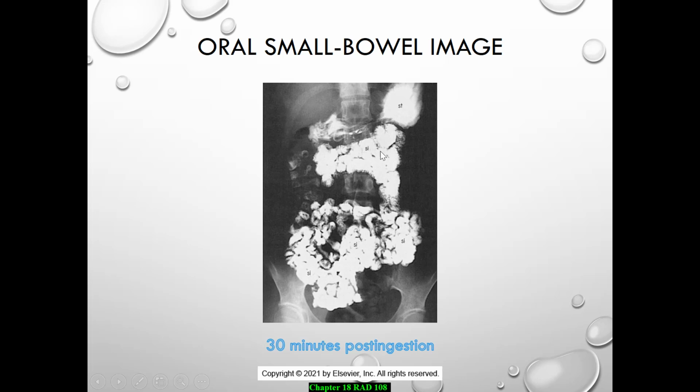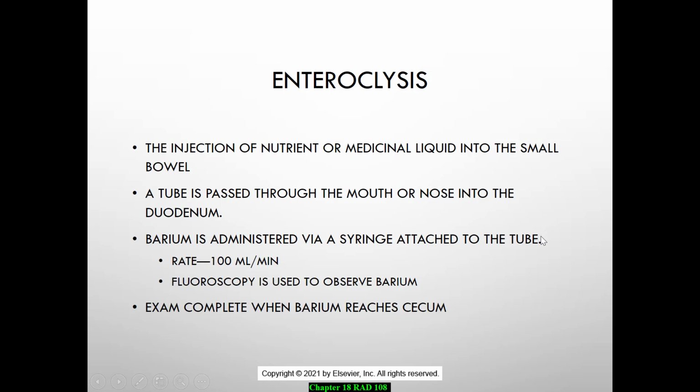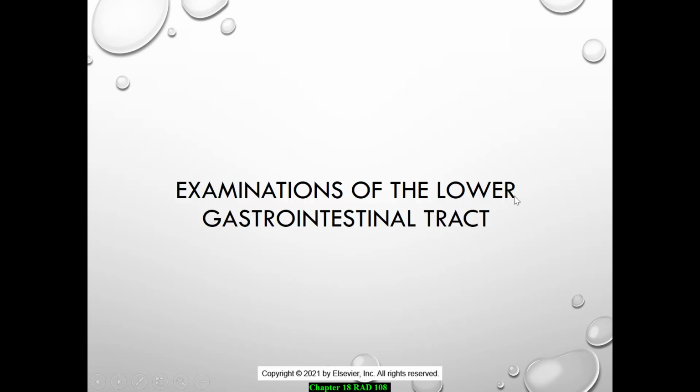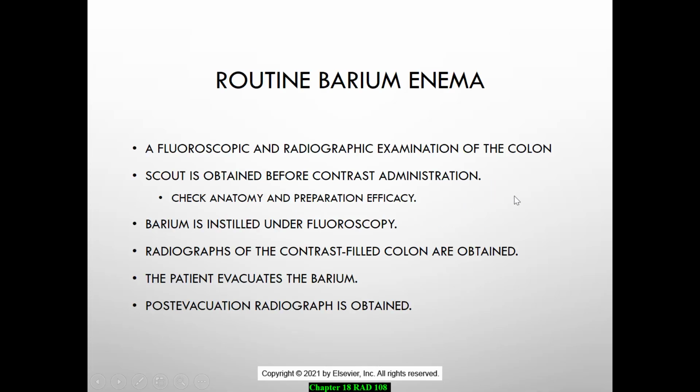So your small bowels are going to look something like this. So here's the stomach through the duodenal bulb. We're going all the way through the small intestine, and then once it reaches that ileocecal valve, the study stops. And again, it just depends on the patient as to how long that'll take. Enteroclysis, this is an injection of nutrient into the small bowel, and this is what this study is going to look like. Lower GI, which is also called your barium enema.